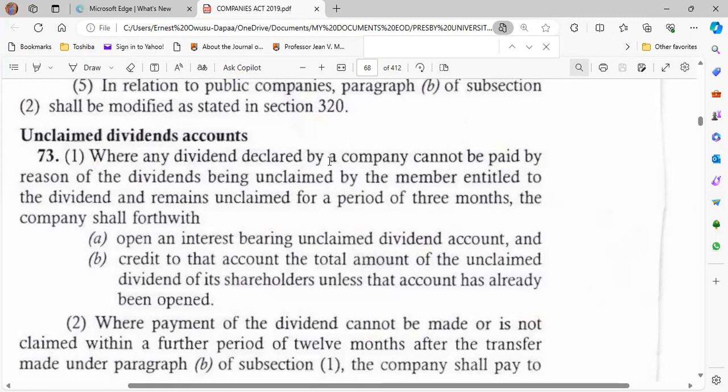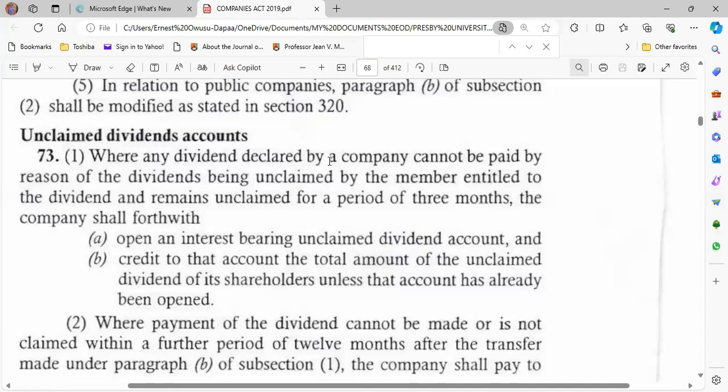So dividends, which have been declared, is money meant for the shareholder. For a number of reasons, a shareholder may not come forward to claim his dividends or take his dividends. And the reasons may include that either the shareholder does not have time, the shareholder is deceased, the shareholder is not available, has traveled, or whatever. It can be any reason. But the bottom line is that dividend have been declared, and then the shareholder has not come to take his dividend. So what happens in such a situation?